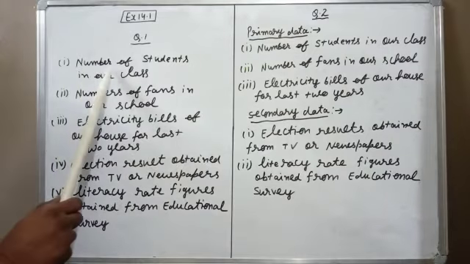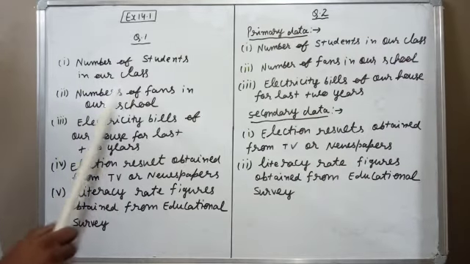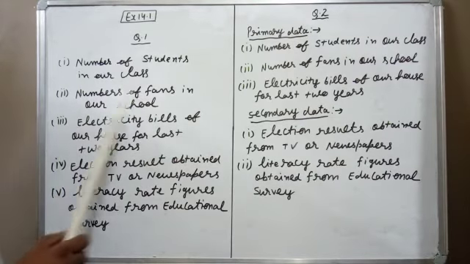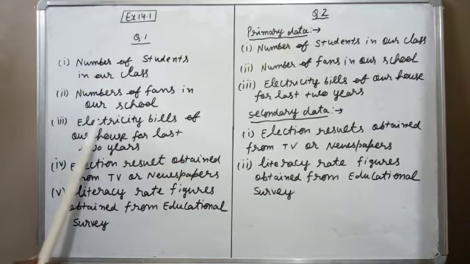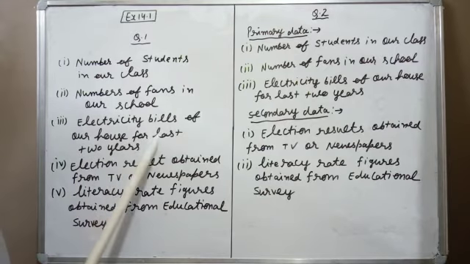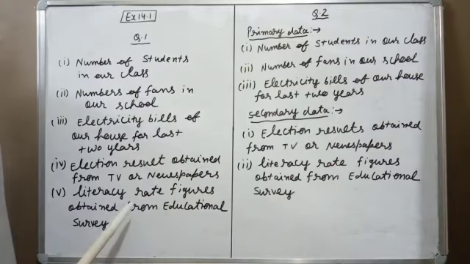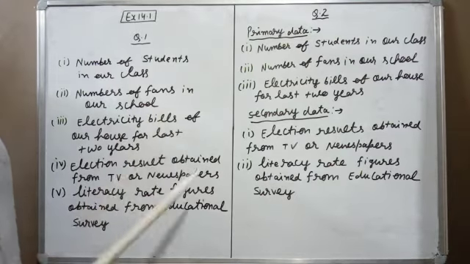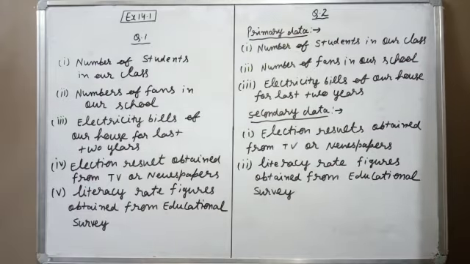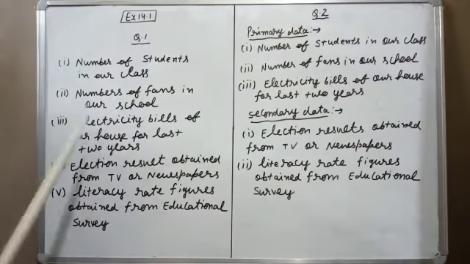So first, number of students in our class. Second example, number of fans in our school. Third example, electricity bills of our house for the last 2 years. Fourth, election results obtained from TV or newspapers. Fifth, literacy rate figures obtained from educational surveys. So it is not necessary that you give this type of example. Any other example from day-to-day life you can take and give as your answer.